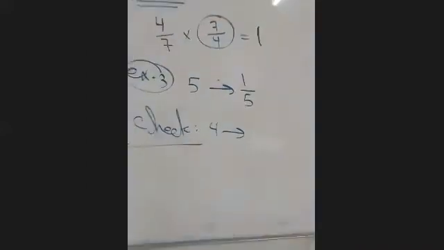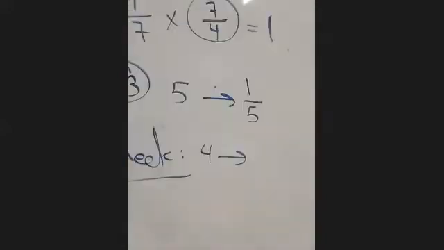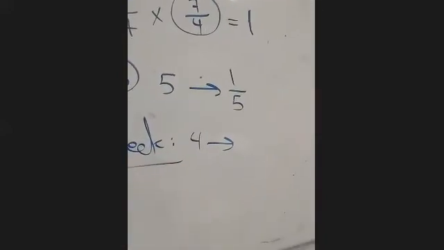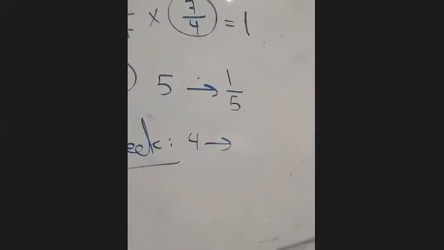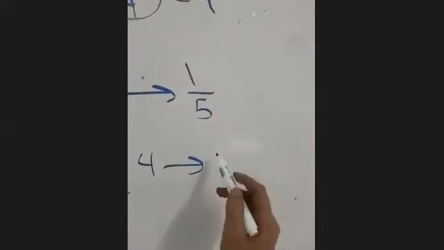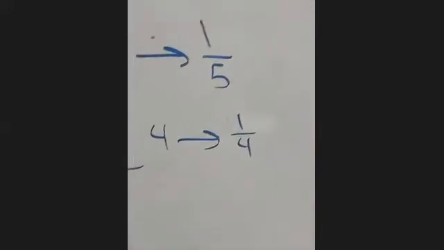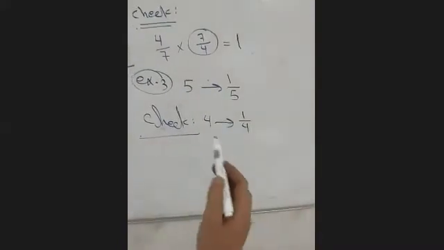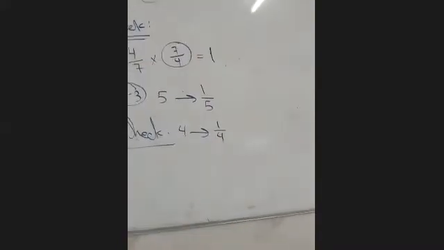Abdul Rahman Adel, are you here? Yes. Can you tell me what is the reciprocal of 4, ya Abdul Rahman? 1 over 4. Excellent. 1 over 4. So write the check, guys, this way: 4 arrow 1 over 4. Quickly.